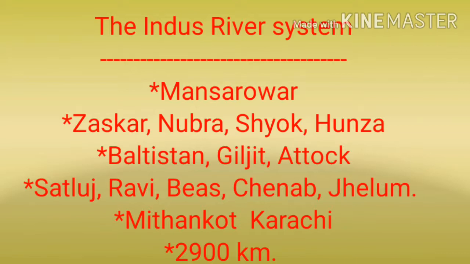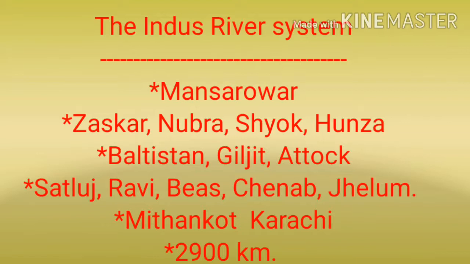After originating from Mansarovar, it moves on into the Indian land in the Ladakh district, that is in Jammu and Kashmir. After entering into India, various other tributaries of this Indus River from that region join the Indus in the Kashmir region. Those tributaries which are coming from Tibet to India are Zaskar, Nubra, Shyok, and Hunza.